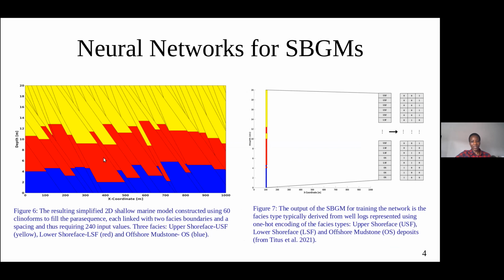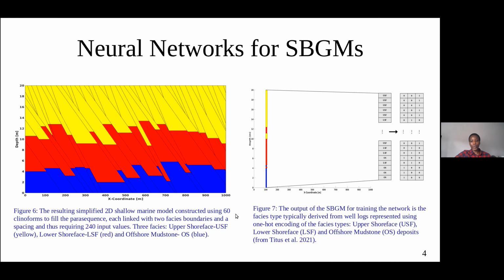And essentially to construct a model such as this, we need just about 240 variables that define different parameters like the height, the width, the depth, angle. So this surface-based model has 240 inputs, and these serve as the inputs to our network when we're training the model to be able to predict, say, the facies type at a particular well location shown here.